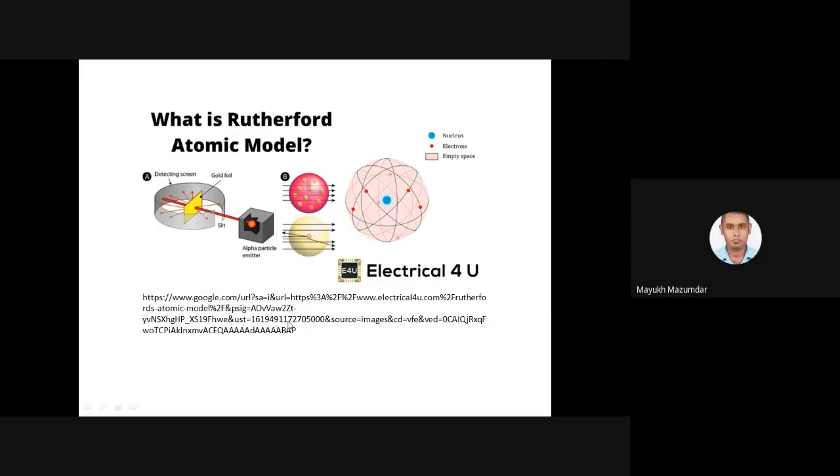Yes, sir. So from there, it was concluded that a very small region of the atom has a very concentrated positive charge. Why positive charge? Because the deflection was in the opposite direction. It was as if a ball was hitting a wall, and a very small number of alpha particles would deflect that way. So it was concluded that a very small fraction of the atom has positive charge, and then the model was made, isn't it? That it is the nucleus.